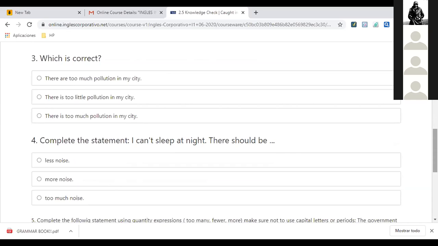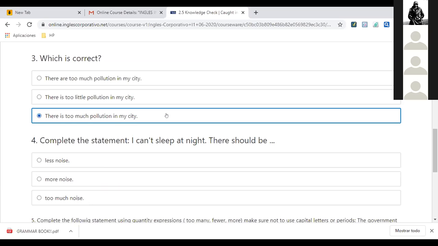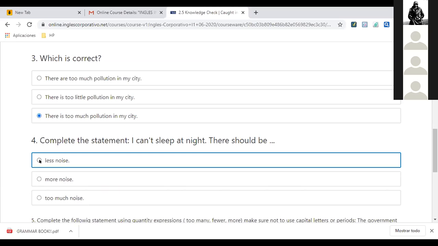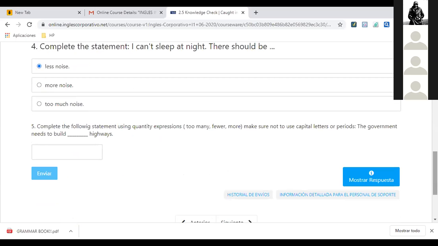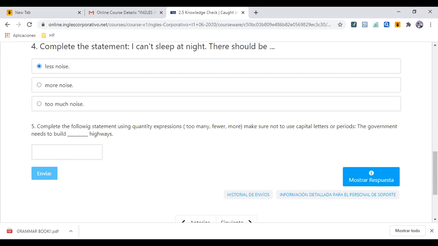What about question three, which is correct? There are too much pollution, there is too little pollution, or there is too much pollution in my city? There is too much. Number three. Okay, let's click number three. What about number four? I can't sleep at night. There should be less noise. Can you sleep with noise? No, I can't. Can you sleep with the lights on? No. Same with me. When I go to sleep, everything has to be dark and there is not supposed to be any noise.